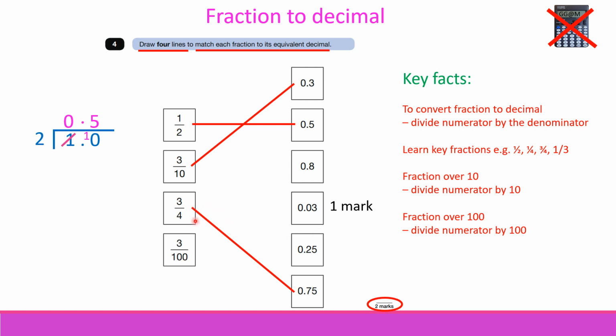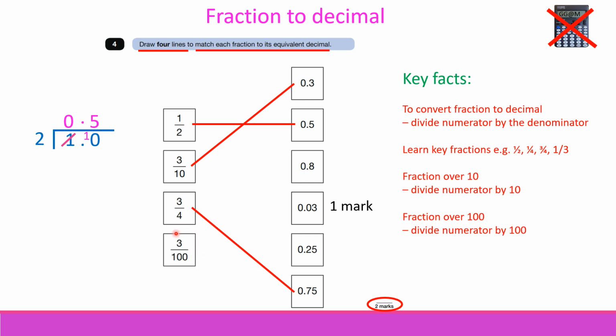Again, 3/4 being 0.75, you can do the division like I've done over here, or it's something that you should just know. 3/4 is 0.75 or 75%. You should be familiar with converting between fractions, decimals and percentages. The last one here is 3 over 100. This means 3 divided by 100.